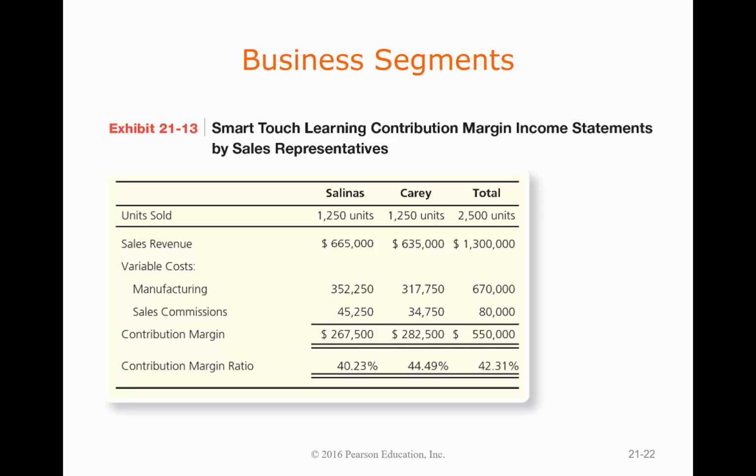Business segments, same idea, right? We have a store in Salinas and a store in Cary. They produce similar sales revenue. It might look like the Salinas store is better because it's doing $665,000 for the same number of sales and units, but contribution margin-wise, Cary actually helps us cover our fixed costs better than Salinas. So that's another way we use this analysis. I just want to sort of introduce you to how this is used in real life.